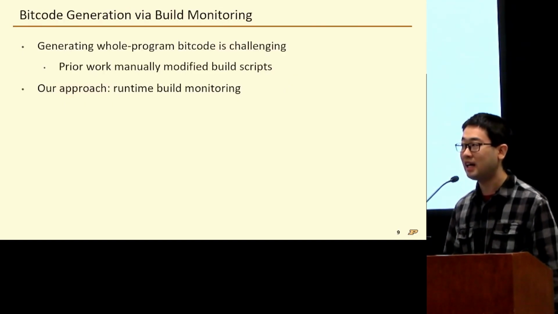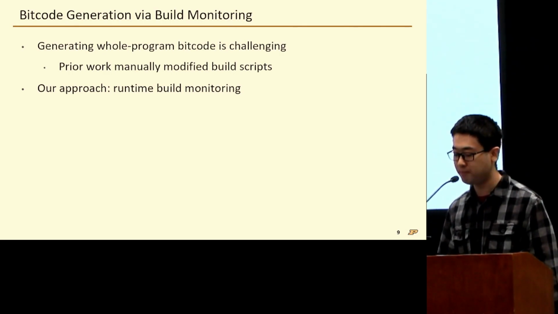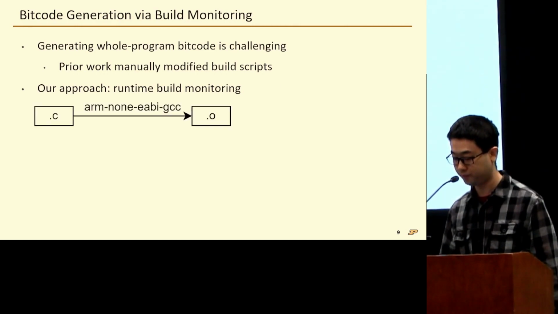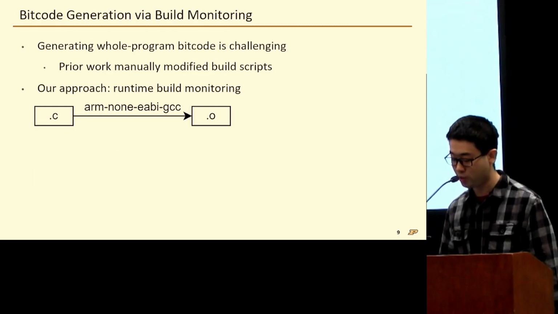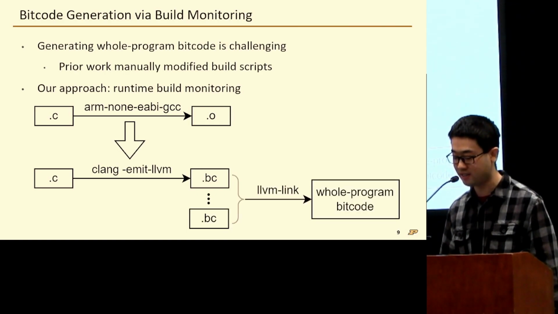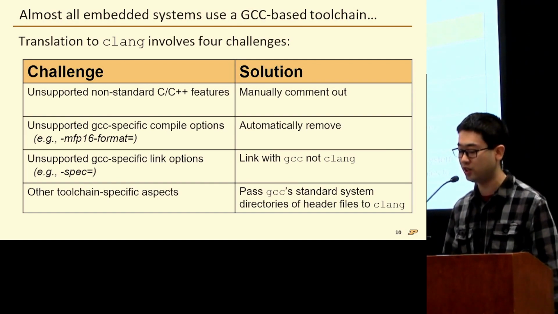We want to use the LLVM compiler infrastructure to implement our analysis. However, it requires whole program bitcode, that is, one bitcode file for the entire embedded application. Generating whole program bitcode is challenging, and prior work manually modified the build scripts like Makefiles or CMakeLists. We partially automate this process through runtime build monitoring. We monitor the build process of an application to capture all the compiler invocations and translate them to the corresponding bitcode generation command in Clang. Finally, all the generated bitcode files are linked together into a whole program bitcode. Almost all embedded systems use a GCC-based toolchain, and the translation to Clang involves 4 challenges, and we solved all of them. All of our treatments are semantics preserving.